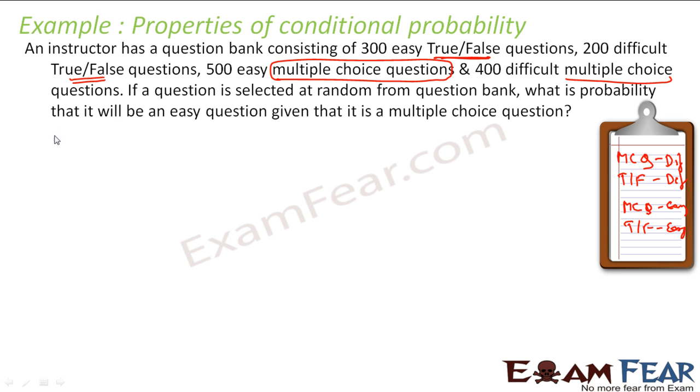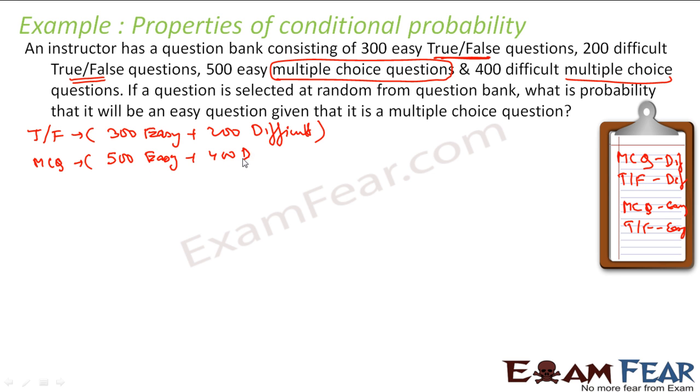Correct? So if you write this way, if you talk about true false questions, this guy has 300 easy plus 200 difficult. If you talk about MCQs, this guy has 500 easy and 400 difficult. So this is my data.